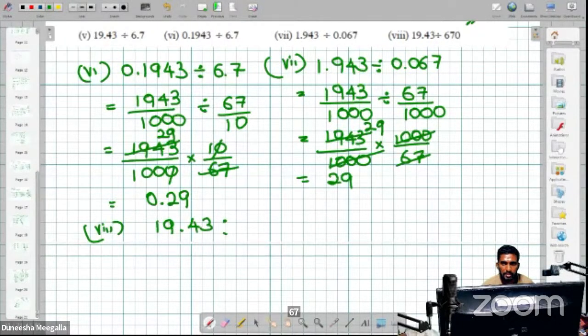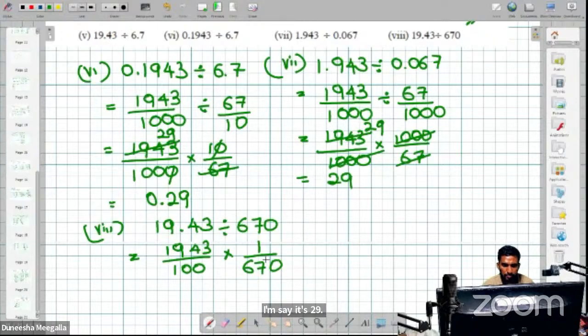19.43 divided by 670. 19.43 divided by 100, then multiply by 1 over 670. 2.9 divided by 2 is 0.029. Okay.